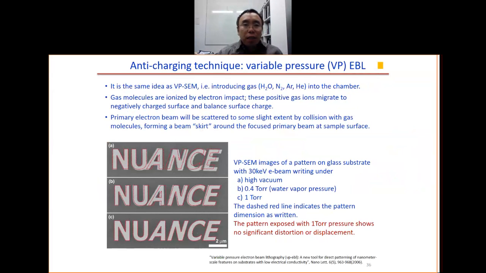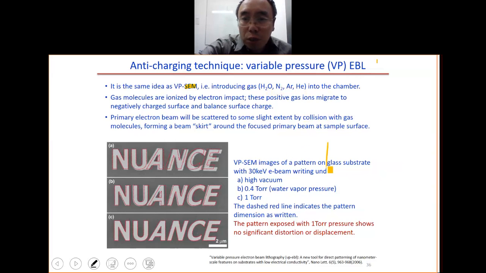The next method is called variable pressure lithography. The idea is similar to variable pressure SEM. So what do we do? Normally when we do imaging, we need high vacuum. But in this case, we have some gas molecules like water, nitrogen, argon, or helium in the chamber. For example, we have water molecules in the chamber.